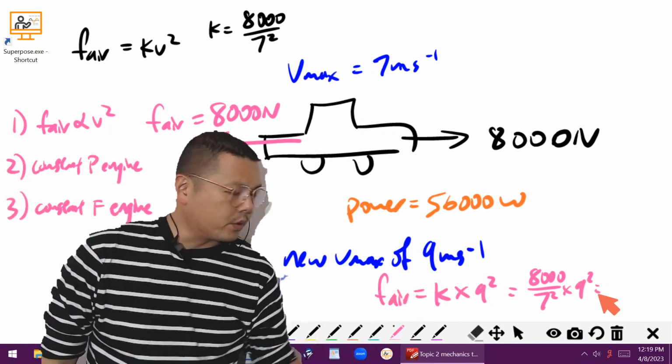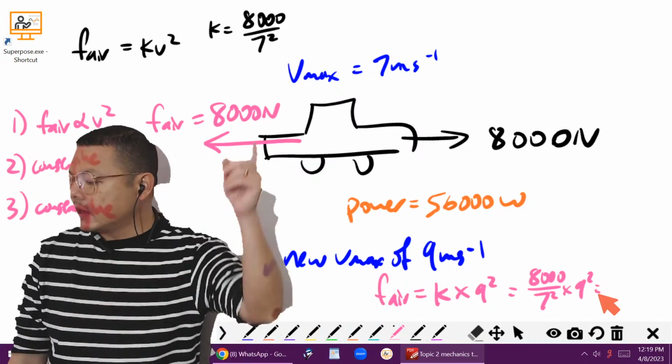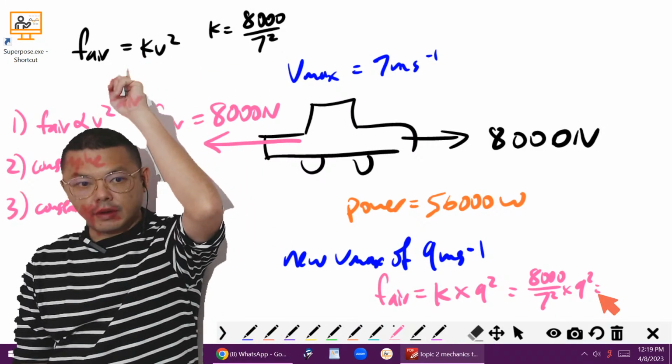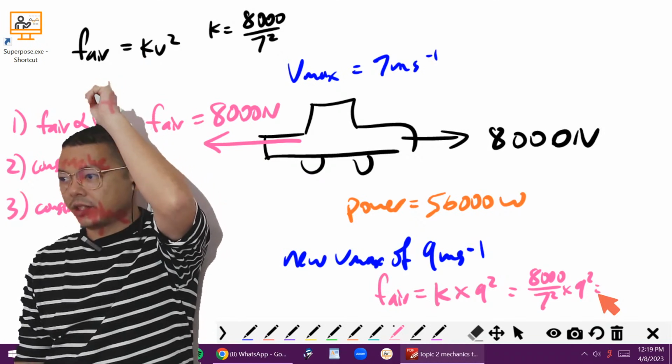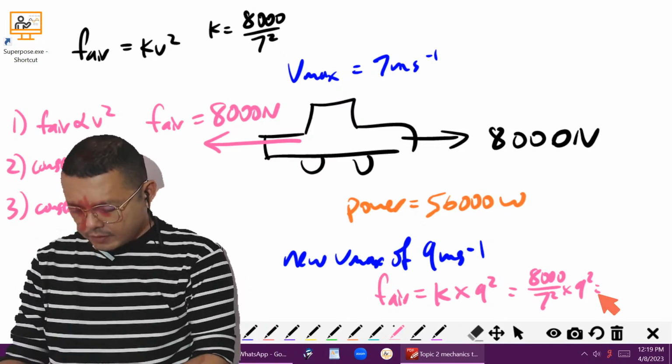There you go. This is how you do it if you don't know how to do the proportional or ratio method, then I suggest you use this method. Every time they tell you it's proportional to something, write down this equation, equals k v squared, like that. What do you get?